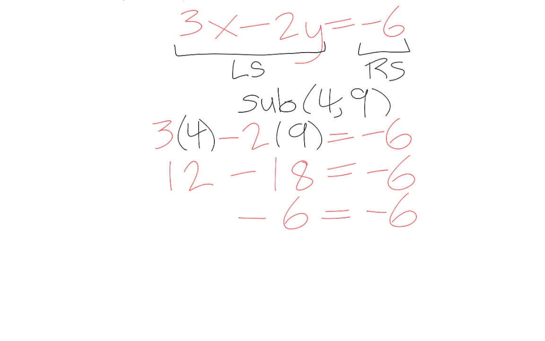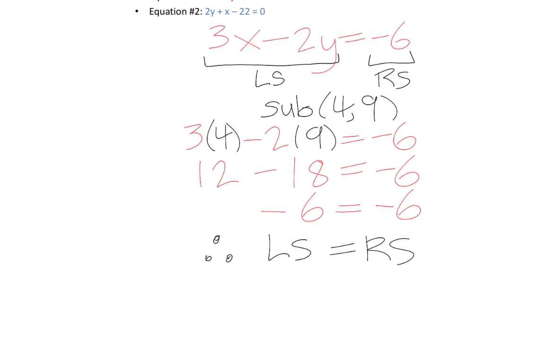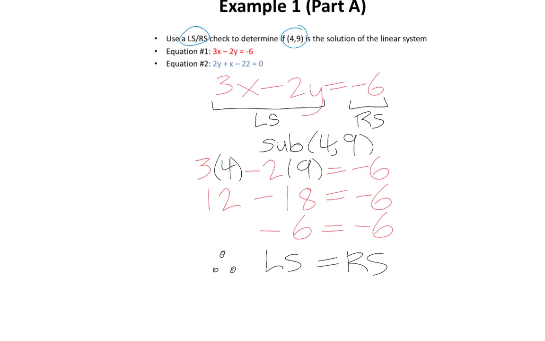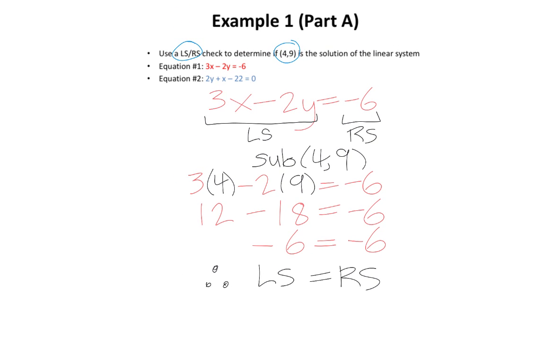So I'm going to make a concluding statement. Therefore, left side is equal to right side, which means this point lies on this line. However, we need to check the other line as well. We want to see if this point lies on equation 2.